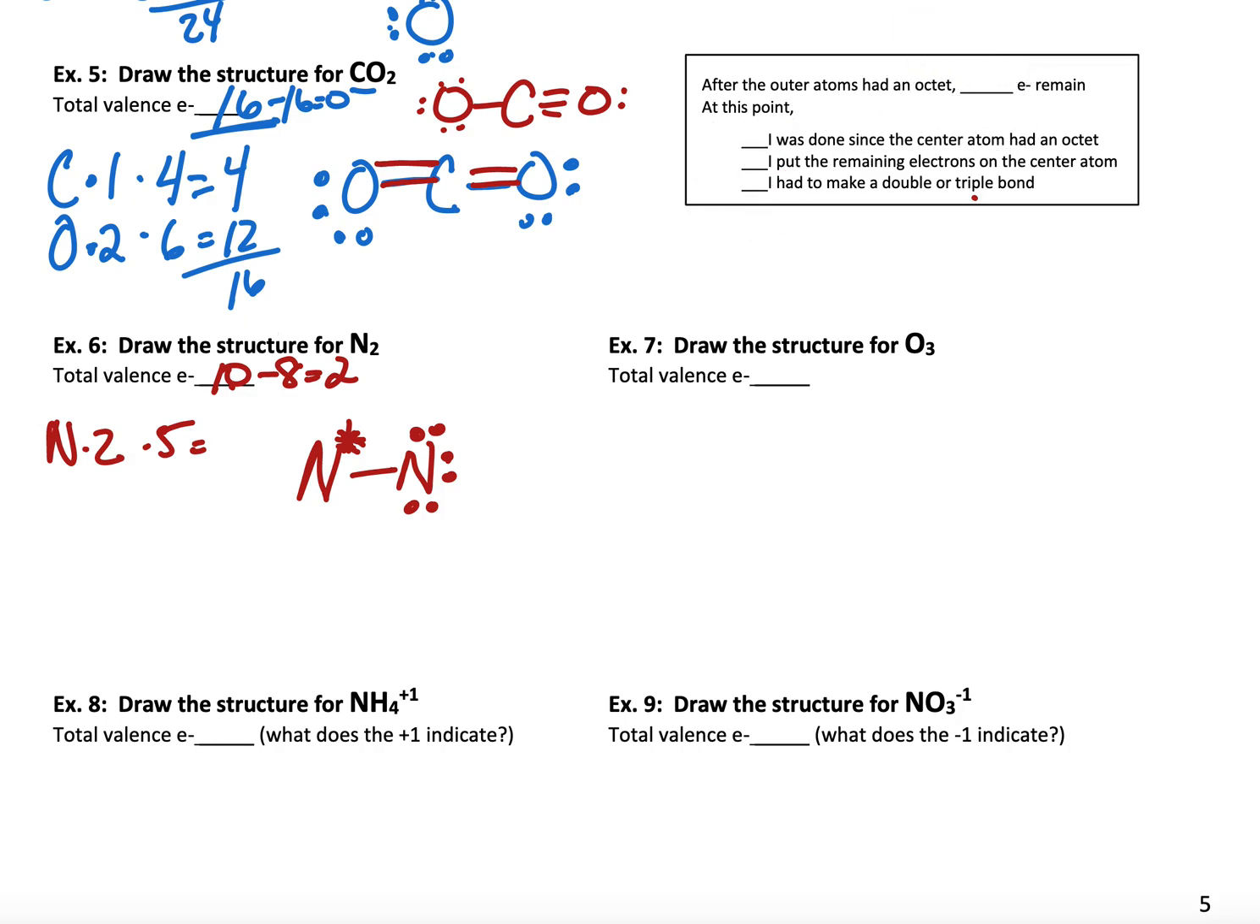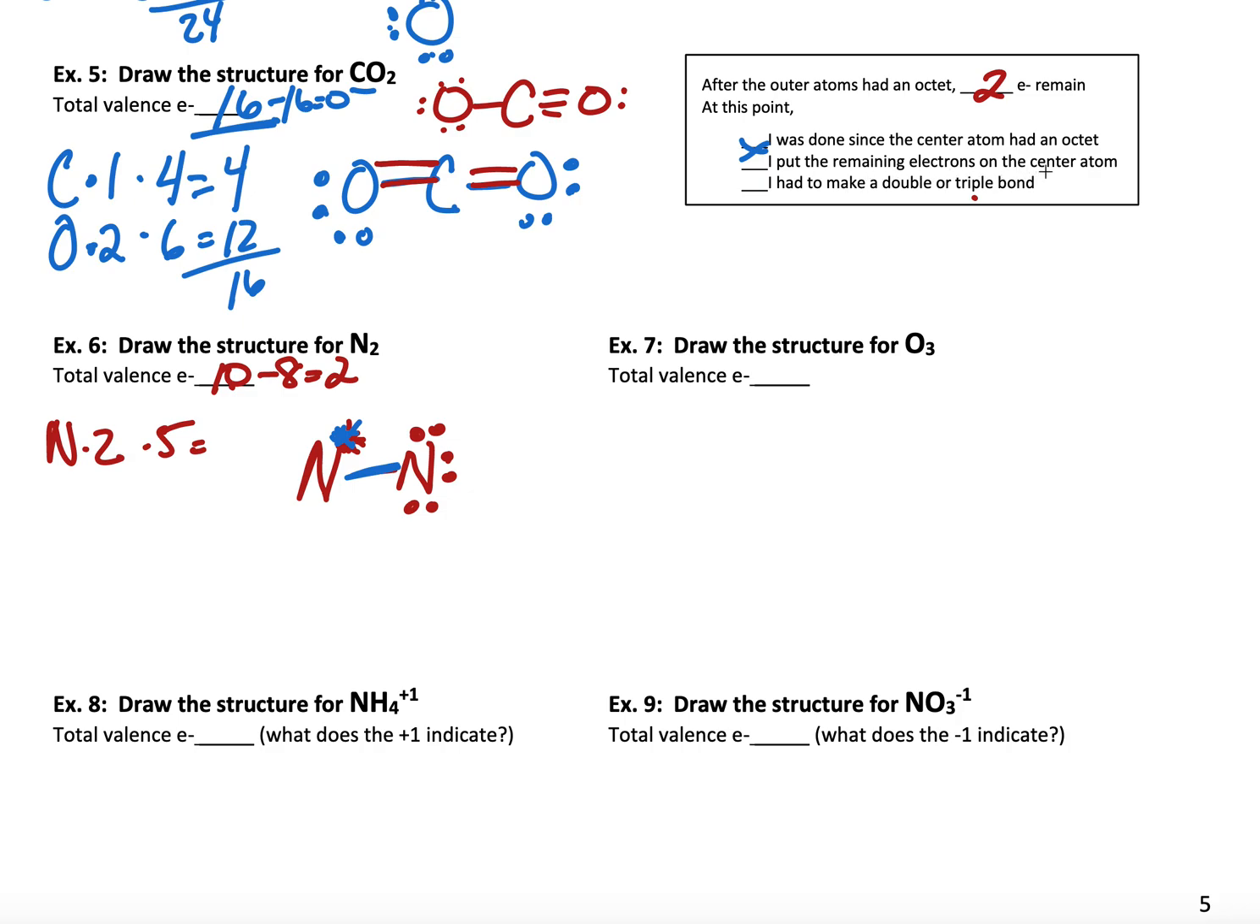If there are 2 left, go through. I was done since the center atom had an octet. No, this is my center atom. It doesn't have an octet. In fact, it only has 2 electrons. Nowhere close to 8. So we're technically not done.